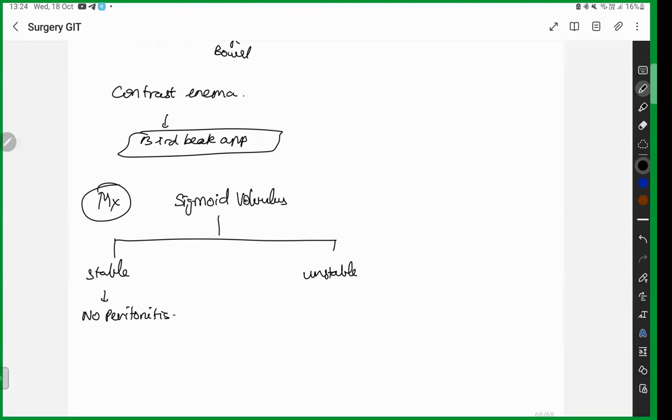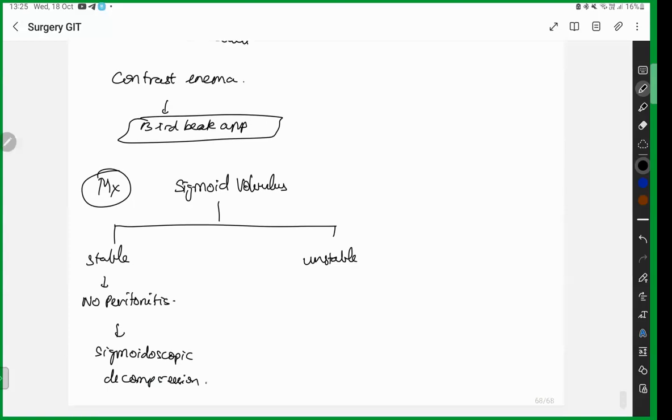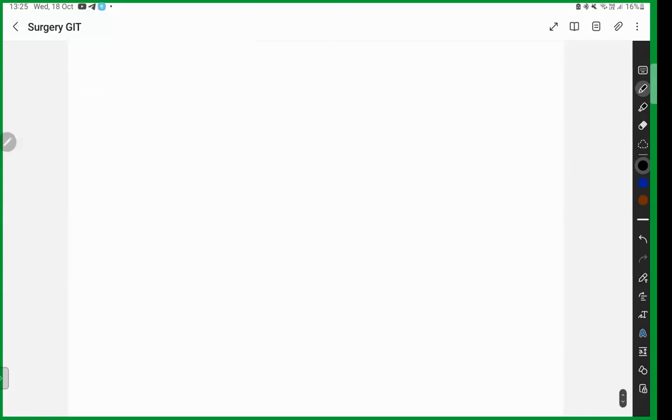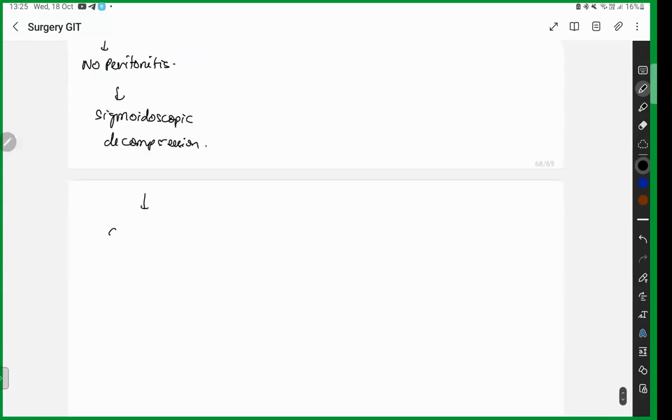Okay, so there is no peritonitis. Then what are you going to do? You're going to do sigmoidoscopic decompression. Okay. So what is going to be the definitive surgery you're going to perform for this patient? The definitive surgery is sigmoidectomy. Okay, so that you do for a stable patient without peritonitis.